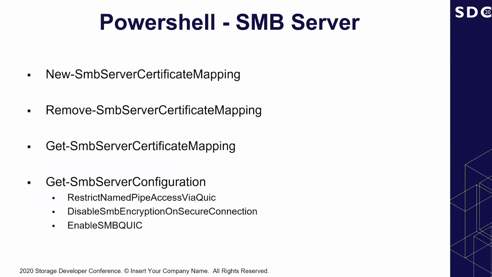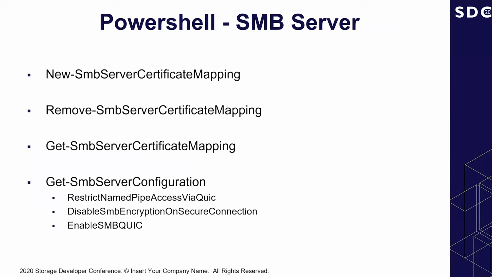So, New-SmbServerCertificateMapping tells the SMB server to use a specific certificate for communication over QUIC, and Remove-SmbServerCertificateMapping removes that certificate, and Get-SmbServerCertificateMapping will give the list of certificates on the system that are registered for use by the SMB server for communication over QUIC.